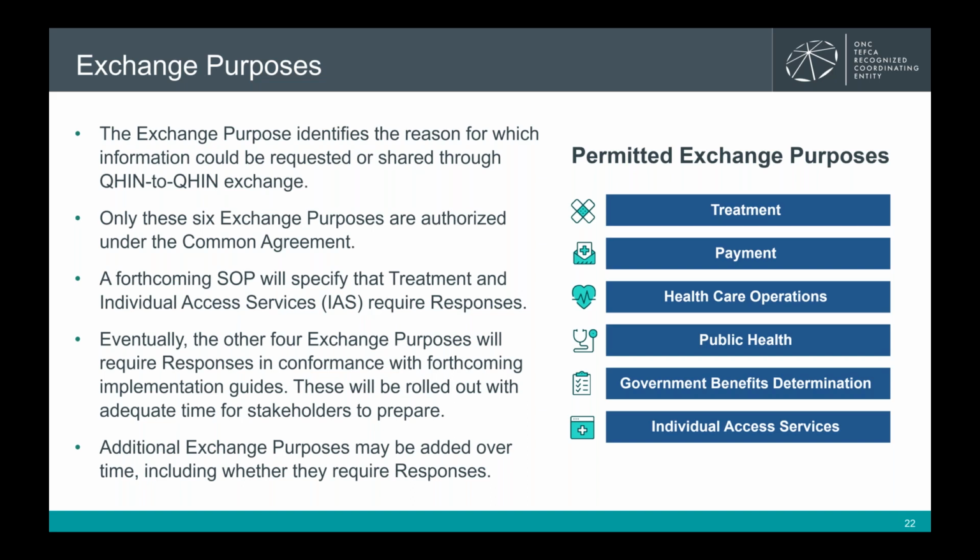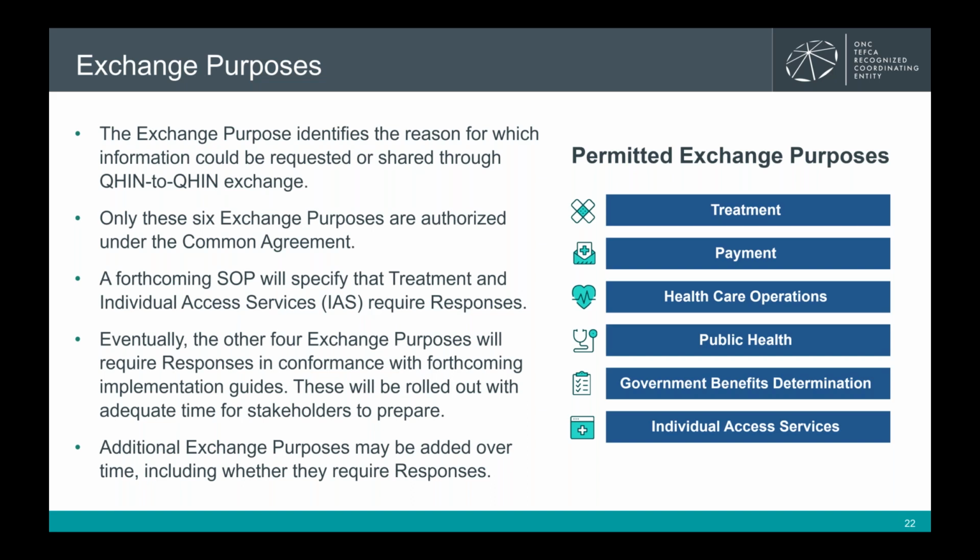Two related questions just came in about commercial benefits determination and whether insurance companies can participate. The decision today was to limit that definition of government benefits determination really to government benefits determination. So that would include things like Social Security Administration, disability claims adjudication, for example. Does not today include life insurance.